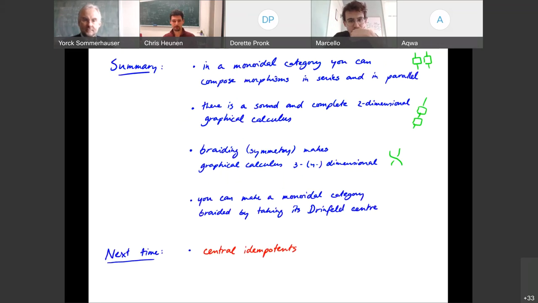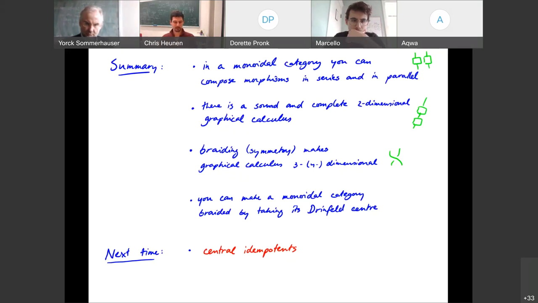That's all I wanted to tell you about today. So just to summarize, we're really just setting the stage. I built up categories and the graphical language for them. We talked about monoidal categories, where you can not just compose morphisms in series, but also in parallel, and the graphical calculus for them. That was sound and complete. It's a two-dimensional graphical calculus. We talked about braidings and symmetries, where you now have a three or four-dimensional graphical calculus, where you can draw pictures with overcrossings and undercrossings and how they're different, and in the symmetry, how they're the same. And the last thing we did is if you start with a monoidal category, you can make it braided by taking its Drinfeld center.